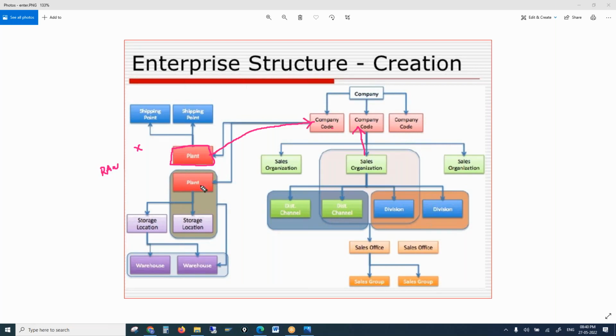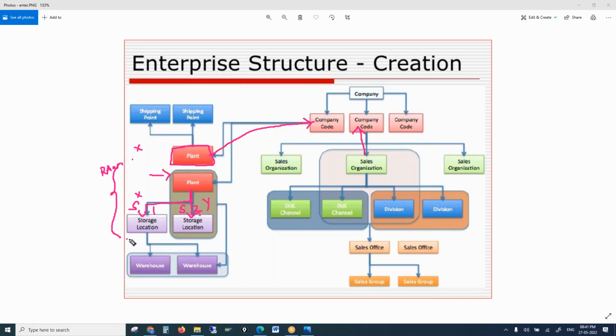How do we organize? We classify plants into storage locations, an MM activity. SD will not do that, will not have access. Plant will be classified into storage locations. So if I classify and call this storage location 1, this is storage location 2. All the X materials I put in storage location 1 and all the Y materials I put in storage location 2. Now I want to find in this plant, where is X material? Anyone? Where is X material in this plant?